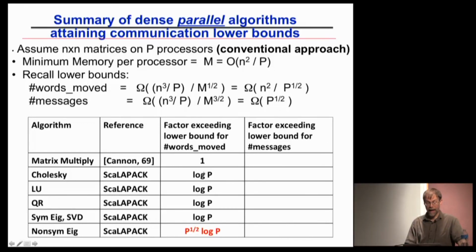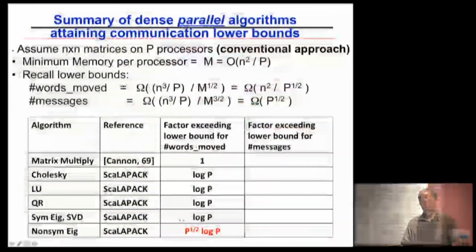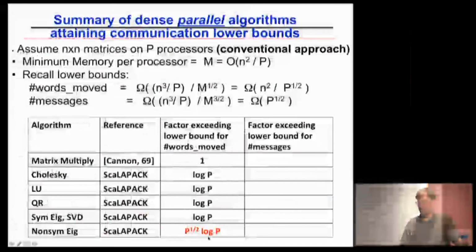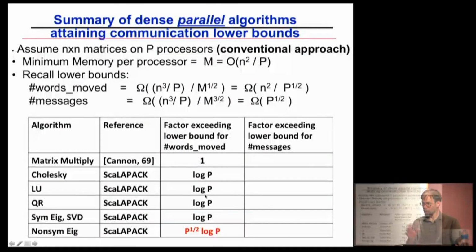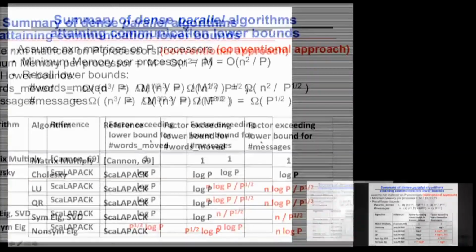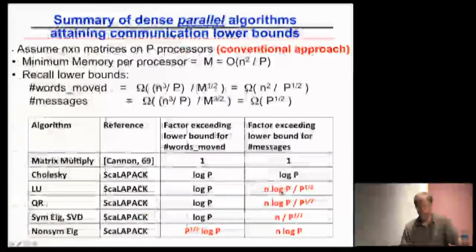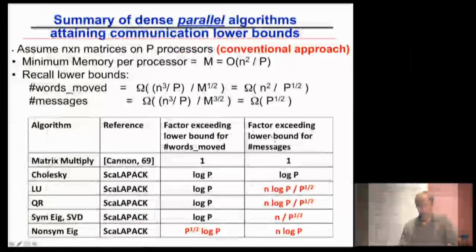Now, ScaLAPACK actually comes within a factor of log p of the lower bound just for the bandwidth cost, even for the symmetric eigenvalue problem, but not for the non-symmetric eigenvalue problem. It's a factor of square root of p worse. But it's not so bad being only a factor of log p worse than the lower bound, but that's just for the bandwidth cost. For messages, it's a lot worse. And so you see there are these factors of n in the number of messages. So we're n times log p over root p worse than the lower bound. So this is why we were motivated to do better in the number of messages.